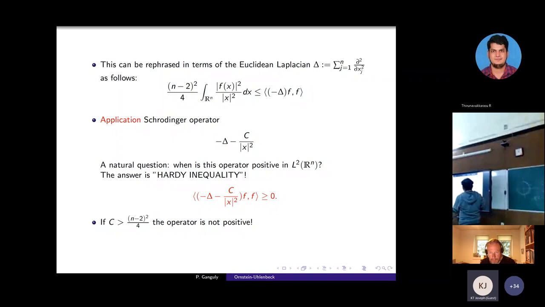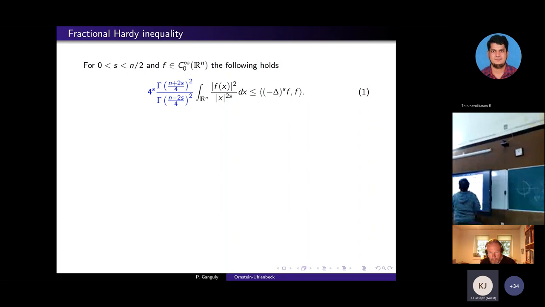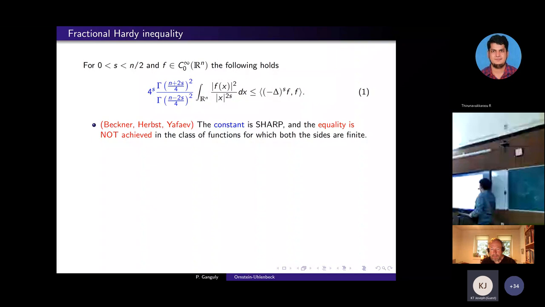Now, by looking at this inequality, it is natural to ask whether we can generalize it to the fractional powers of the Laplacian. So here is the one. This is true for every s between 0 and n/2, and then this inequality holds. This is called the fractional Hardy inequality. Here this constant is sharp, and the equality is not achieved for a class of functions for which both sides are finite. There are a lot of proofs by Beckner and others.